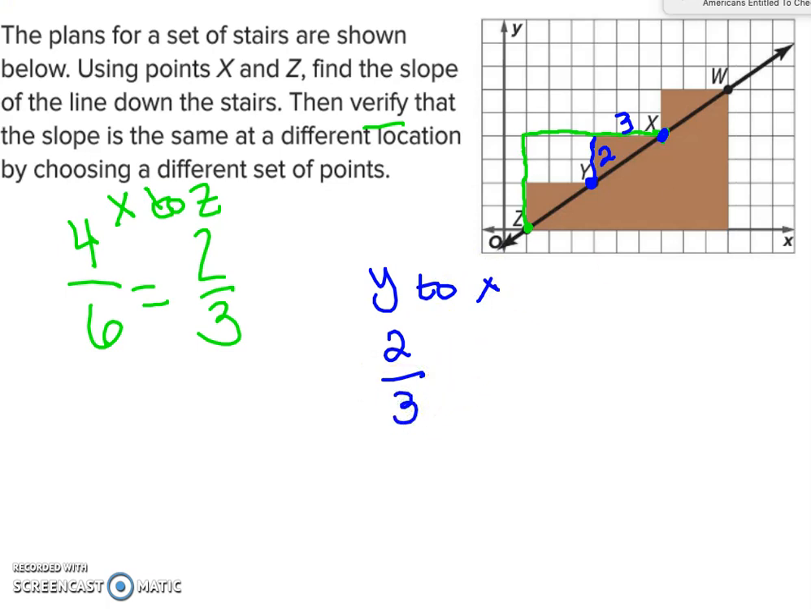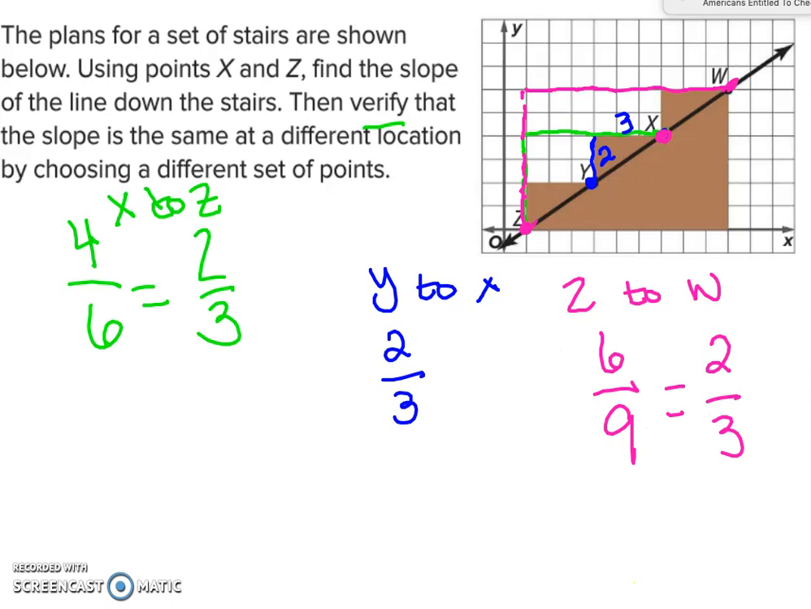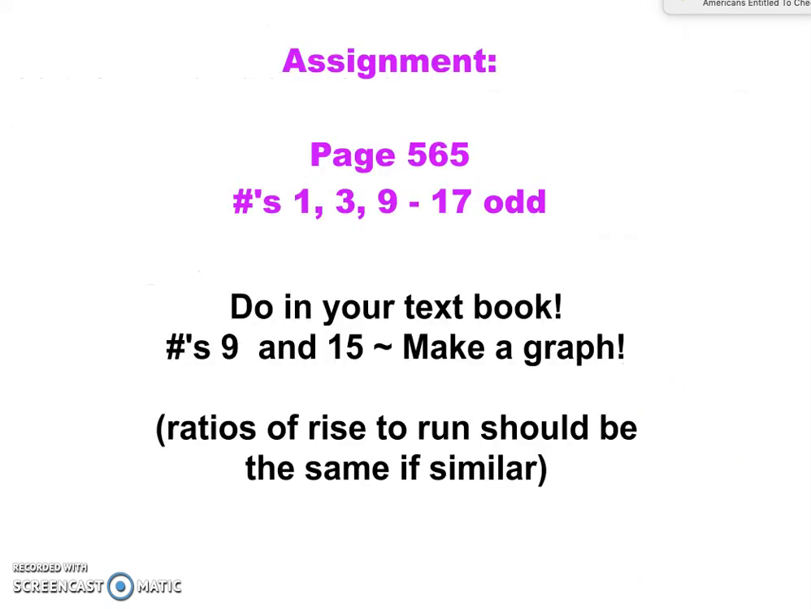And then let's do pink. Oh, let's do the big one actually. Z to W. So we rise 1, 2, 3, 4, 5, 6. And run 1, 2, 3, 4, 5, 6, 7, 8, 9. Which we know can both be divided by 3, 2/3. Alright.